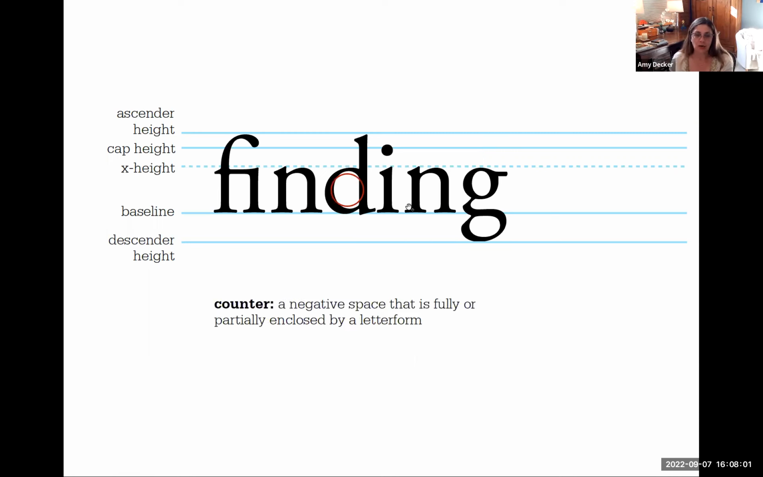Okay, this is the counter, a negative space that's fully or partially enclosed by a letter form. A stem is a major vertical or diagonal stroke in the letter form.